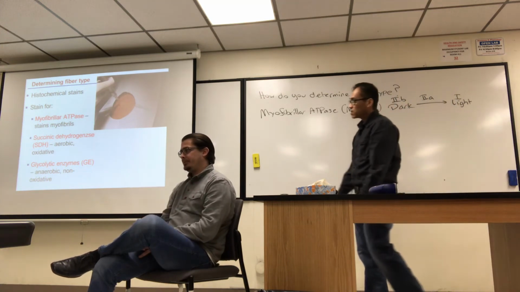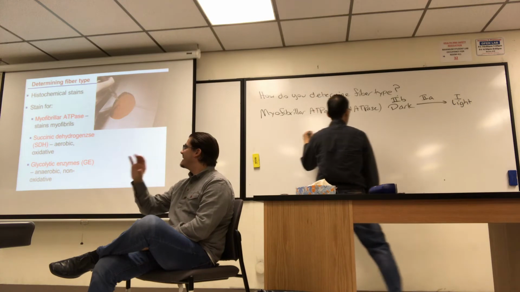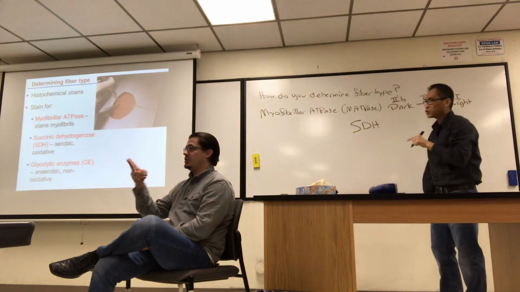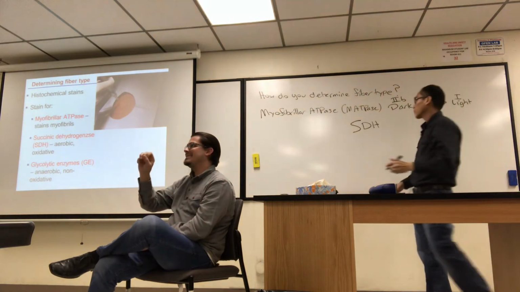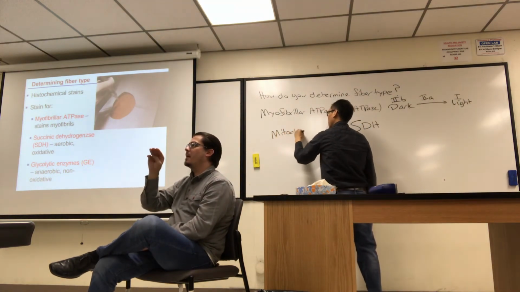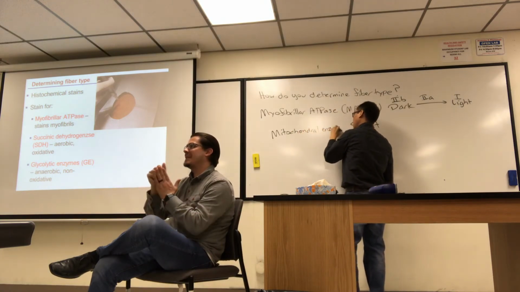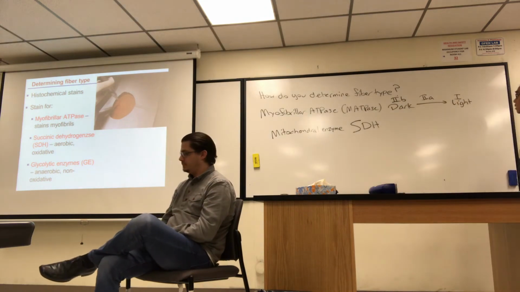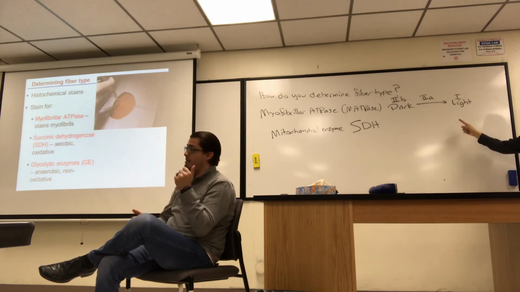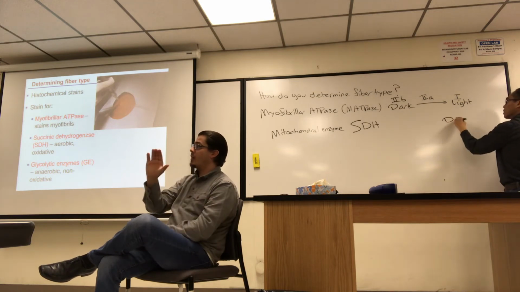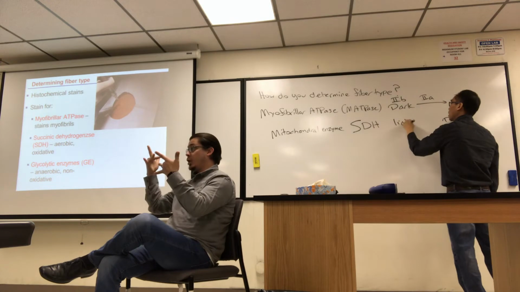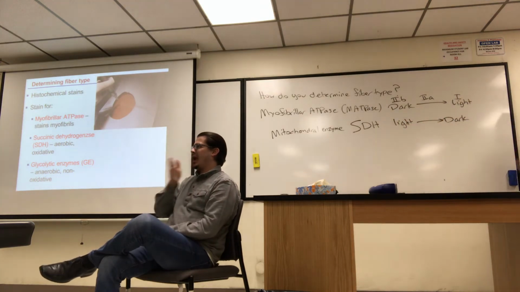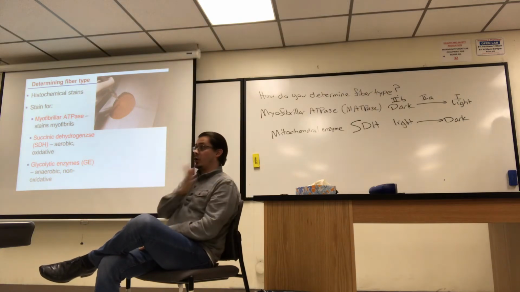All right, so then you have the succinic dehydrogenase. Let's just call that SDH for short. What it is, it's a mitochondrial enzyme. And so you stain for mitochondrial enzymes when you're trying to identify a type 1. SDH is a mitochondrial enzyme. So you'd expect the type 1s to stain the darkest, because this is for the aerobic metabolism. You'd expect 2s to stain much lighter. So there'd be a range from light to dark in reverse for mitochondrial enzymes. It's a different property, right?